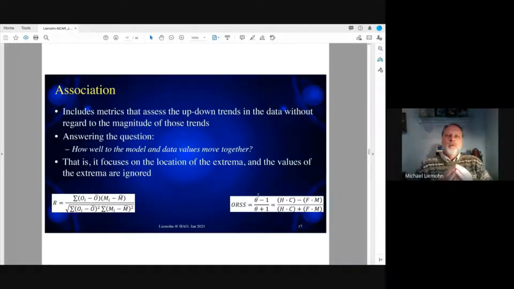And so you might actually have a really poor RMSE score, but R could be very high because they fall along a straight line. It's just not a unity slope straight line. That's the most famous of the association scores, the Pearson linear correlation coefficient, here on the screen. There's also a similar one for event detection metrics, called the odds ratio skill score, given by this formula here.